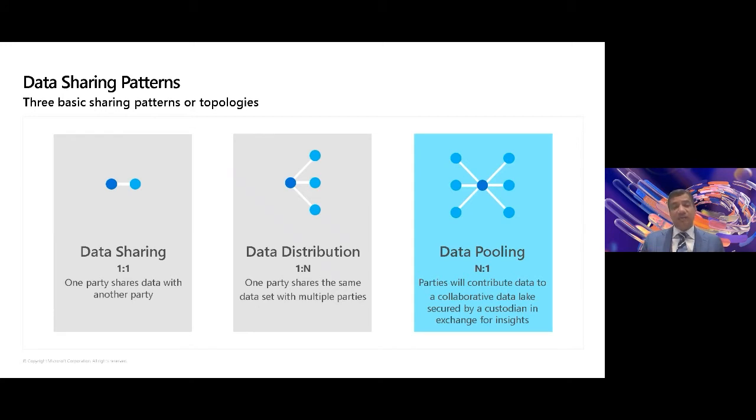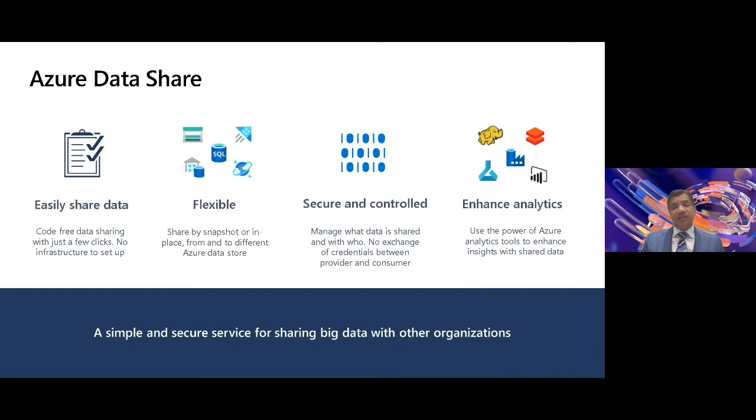The third data pattern that we see, the data pooling pattern, is the pattern that we typically find when an organization tries to set up a data custodian for driving group-wide AI and insights. And there are many different ways to do this, but one of the key capabilities that has actually helped our customers do this is what we call Azure Data Share. This allows you to easily share data. It's flexible, so you can share by snapshot or in place. It's secured and controlled, and you can use the power of Azure Analytics tools to enhance the data.